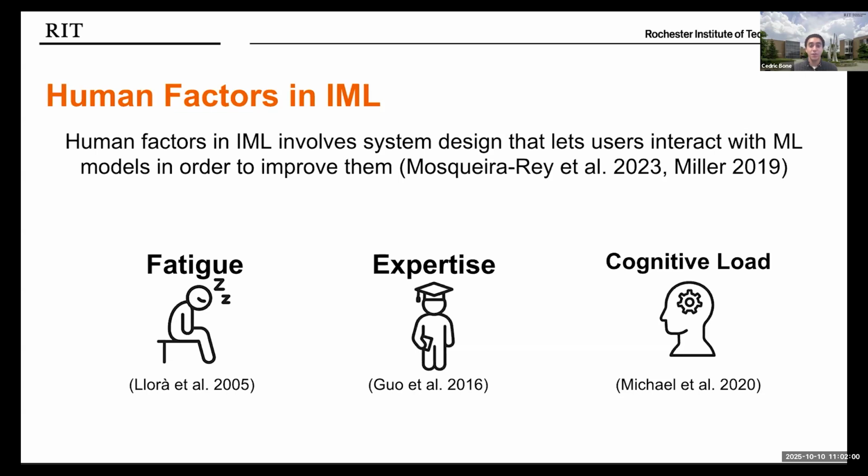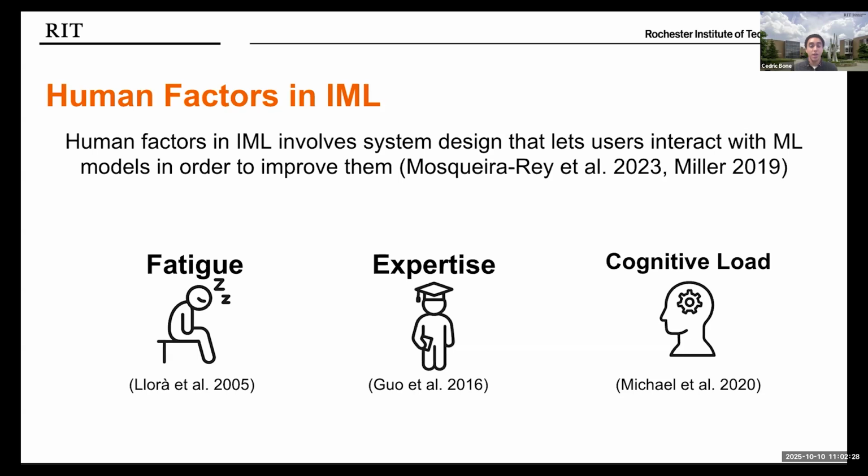Fatigue refers to the physical or cognitive weariness that occurs after prolonged engagement with a task. In IML systems, fatigue can lead to decreased accuracy, and that leads to worse outcomes for the machine learning model in the backend. The level of user expertise also has to be considered. Experts might need more control over complex functions of the backend, whereas novices might benefit from a more guided approach. And cognitive load refers to the amount of mental effort being used in the working memory.